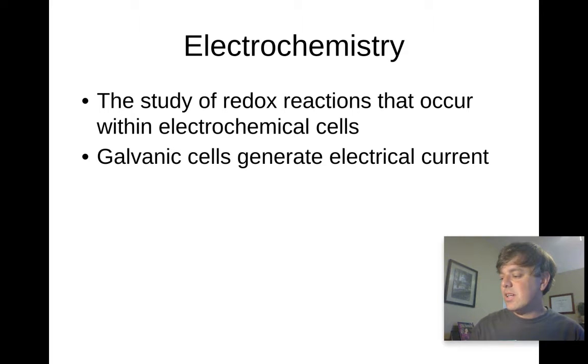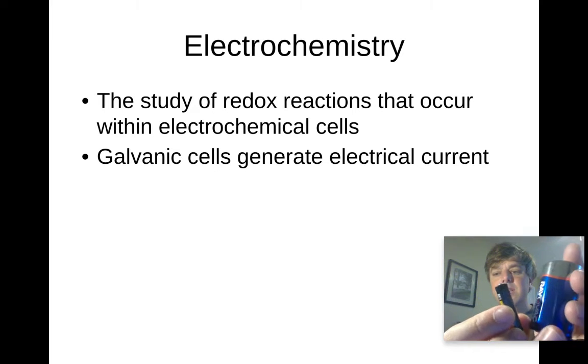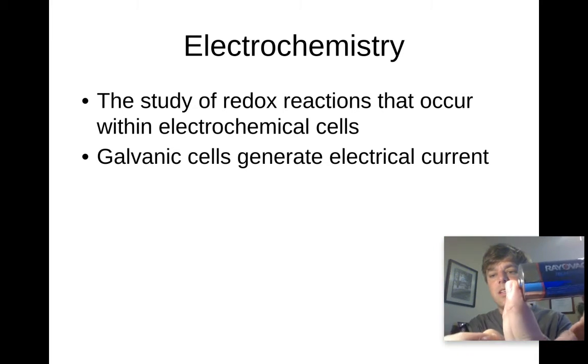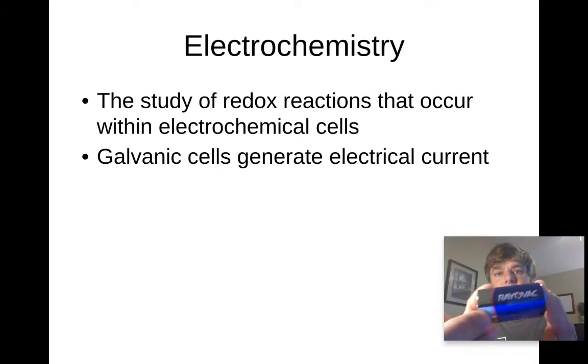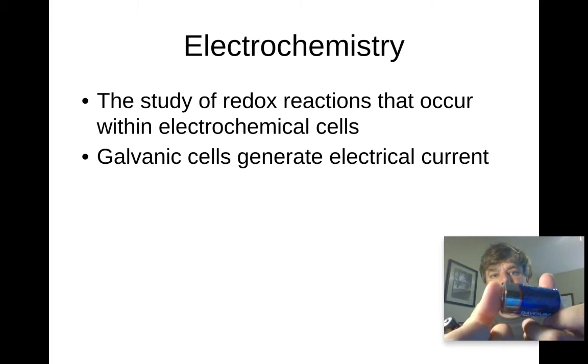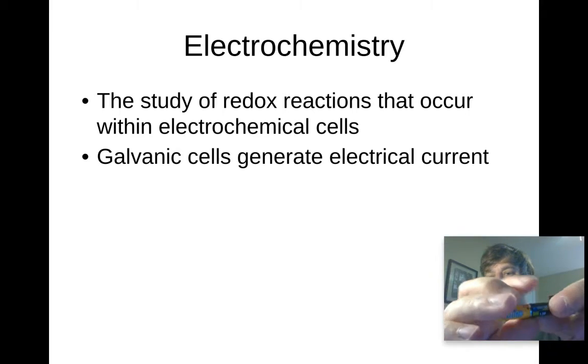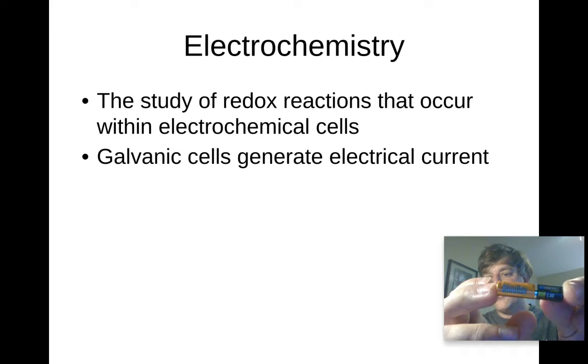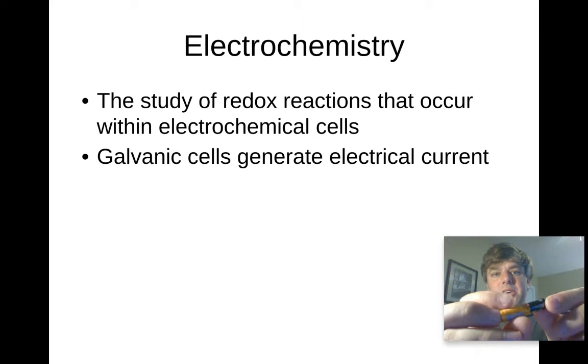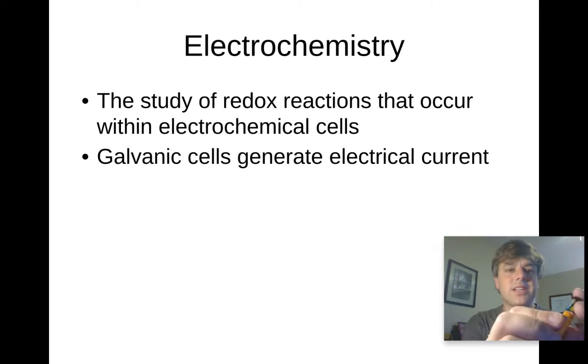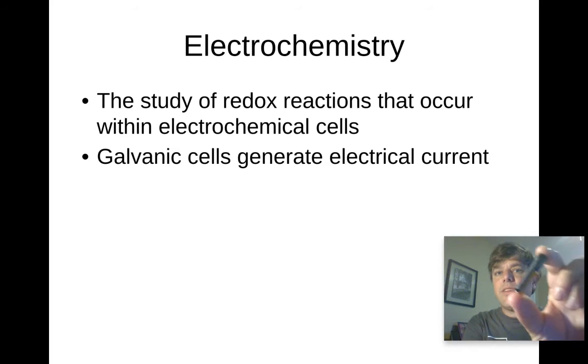And I have two examples of galvanic cells for you. I have this one right here, this one right here is a D cell. And then I have this one right here. This is a size AAA cell. These are commonly called alkaline batteries, but this is technically not a battery. This is a cell.